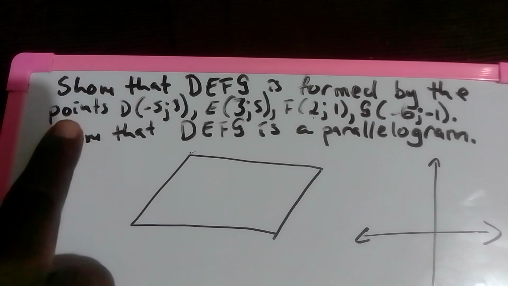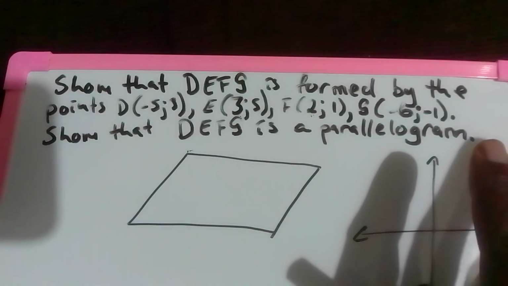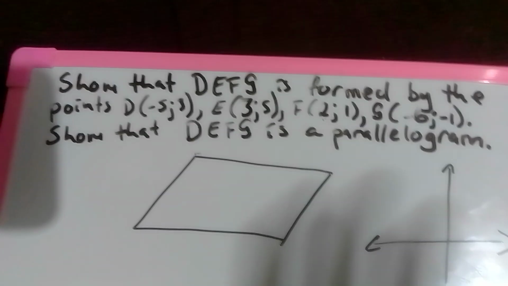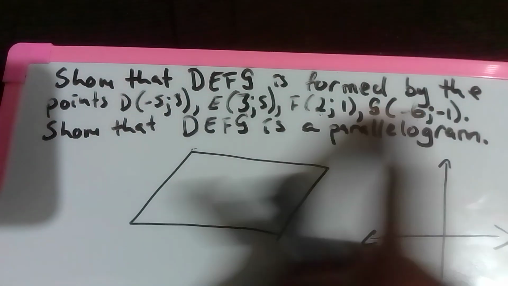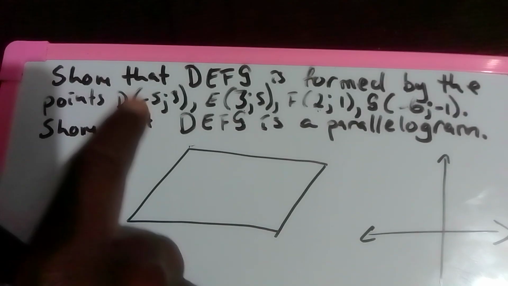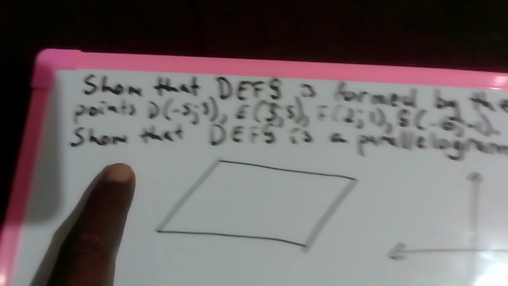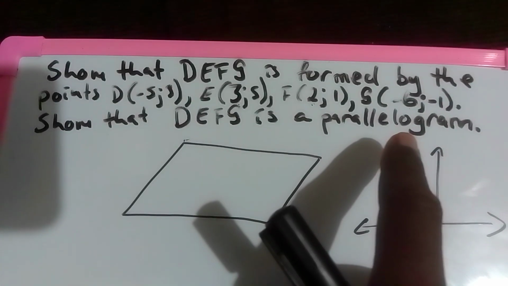In this video, we're going to deal with a scenario whereby we're not provided with a diagram. It's just a question whereby coordinates are provided. What does the question say? It says show that DEFG, formed by the points, where we're provided coordinates for points D, E, F, and G, is a parallelogram.